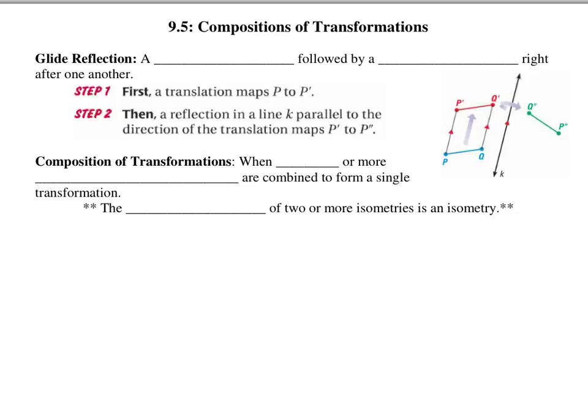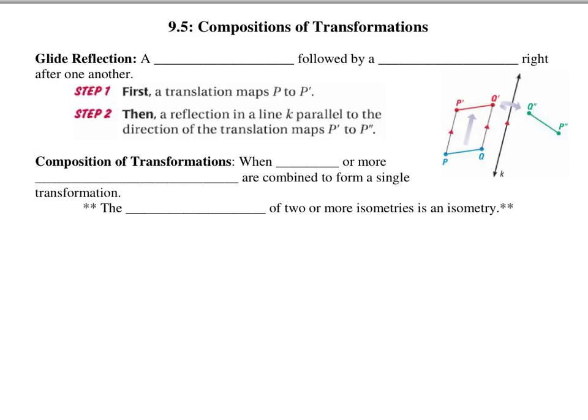In 9.5, we are going to go through compositions of transformations. And that is when we have more than one transformation put together. So what we've actually done in the last two video notes is a translation and then a reflection, or a translation and then a rotation, and technically that is a composition.